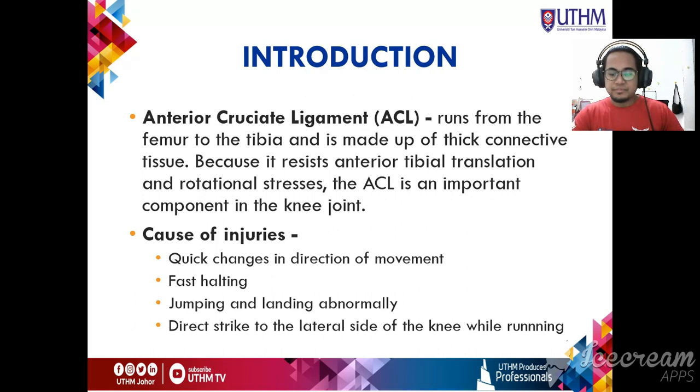We move to the causes of injuries that include the ACL. An ACL sprain or tear is one of the most common knee ailments. Typically, injuries develop as a result of quick changes in direction of movement, fast halting, jumping and landing abnormally, during activity or sport activity. A direct strike to the lateral side of the knee or decelerating while running are also possible causes.